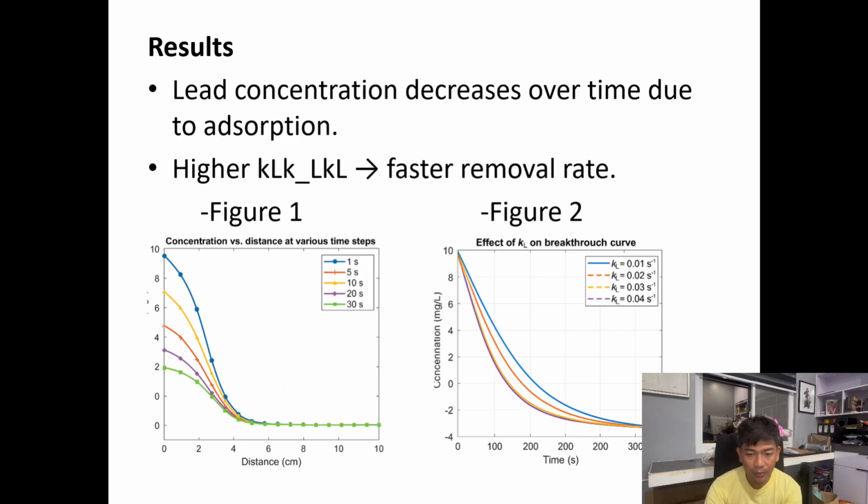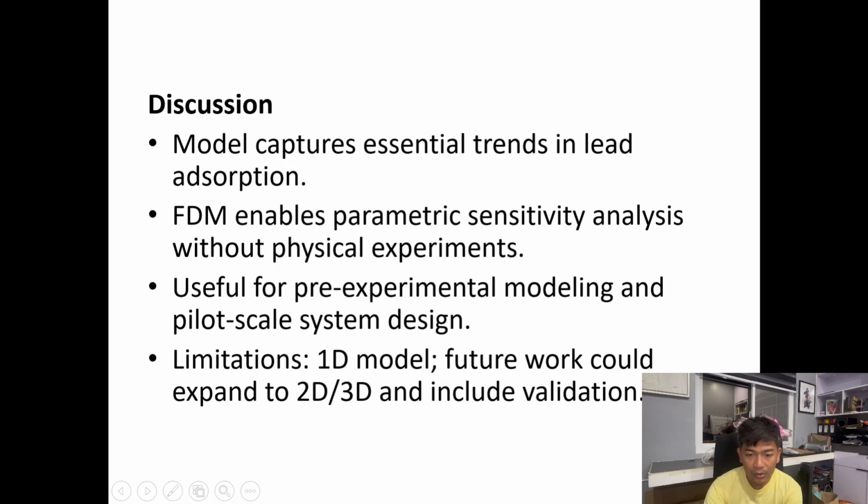The simulation shows how lead concentration decreases over time and space. A higher Langmuir rate constant results in faster adsorption. Breakthrough curves demonstrate how the efficiency changes depending on system parameters. The 1D model, although simplified, reveals trends and behaviors that align with physical expectations. This computational approach allows for sensitivity analysis without lab experiments, making it a useful design tool.